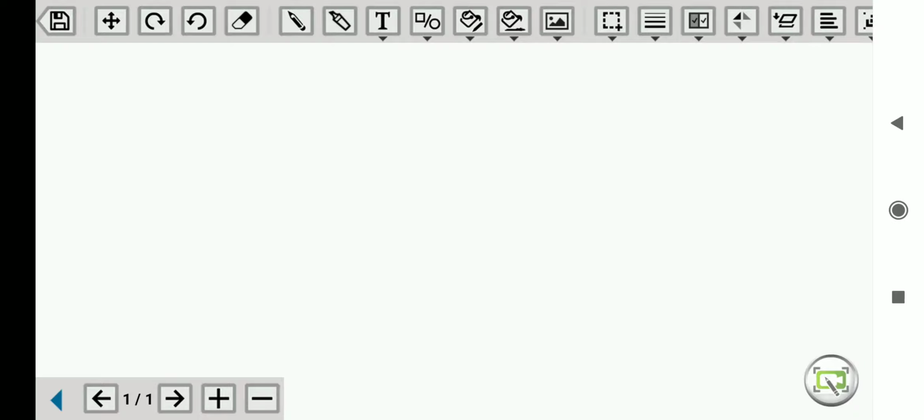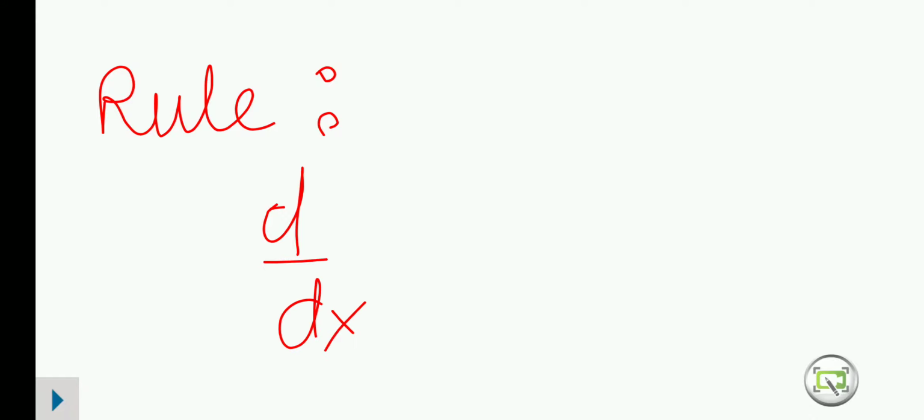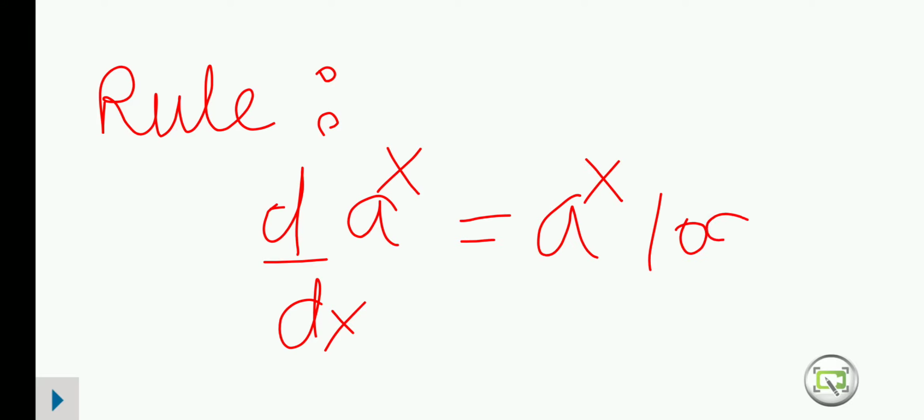In this video, I'll be deriving one important rule of differentiation. So let's get started. Here the rule is d by dx of a raised to x is equal to a raised to x log of a to the base e.